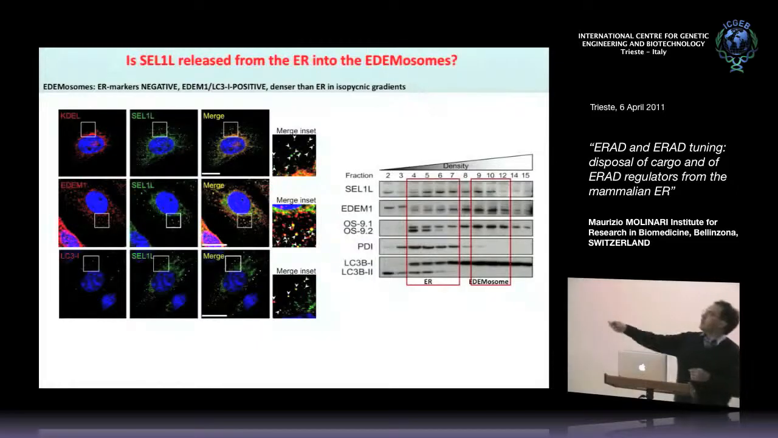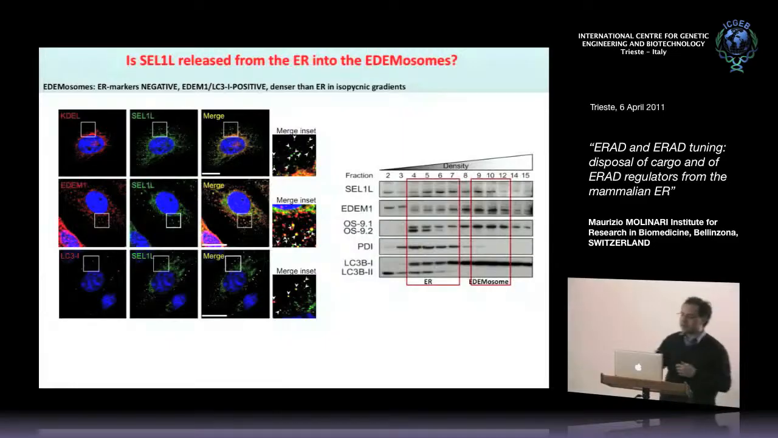If you separate the vesicles in gradients, you have the endoplasmic reticulum. Here, PDI is a conventional endoplasmic reticulum marker that migrates in this fraction of the gradient, while the proteins that are rapidly degraded are certainly found in the endoplasmic reticulum, but are also found in denser vesicles that are coated with SC31, do not contain ER markers, but contain OS9, EDEM, and cell 1. So cell 1 is in the same compartment.